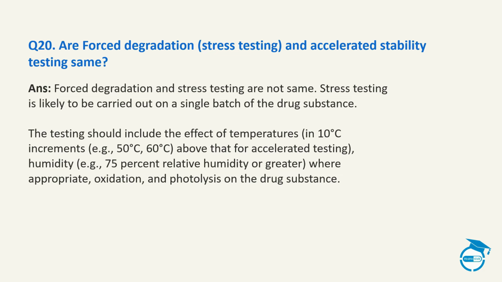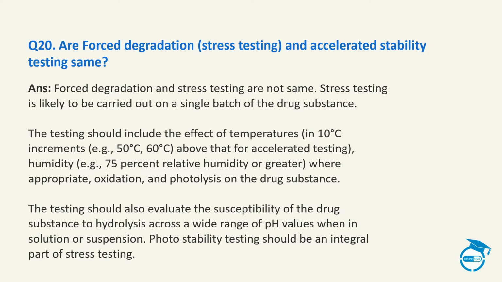The testing should include the effect of temperatures in 10 degrees Celsius increments, for example, 50 degrees Celsius, 60 degrees Celsius, and above that for accelerated testing; humidity, for example, 75% relative humidity or greater, where appropriate; oxidation; and photolysis on the drug substance. The testing should also evaluate the susceptibility of the drug substance to hydrolysis across a wide range of pH values when in solution or suspension. Photostability testing should be an integral part of stress testing.